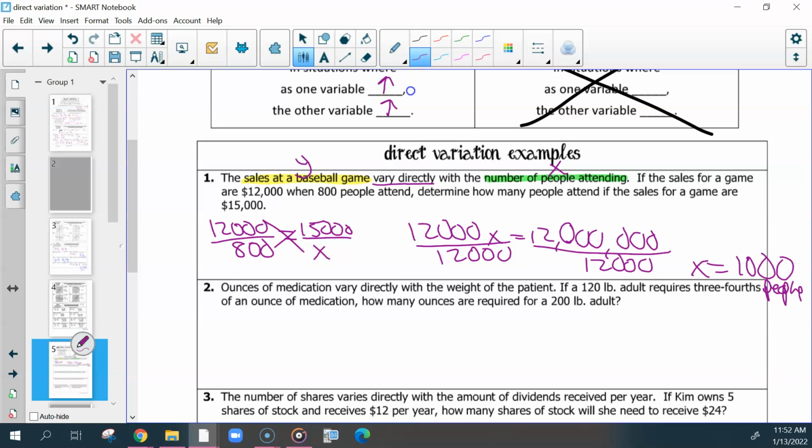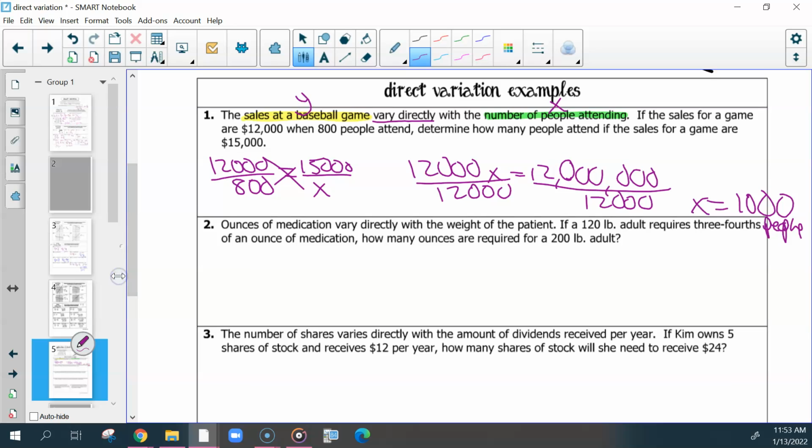Okay. So that would be if you were using proportions. The next one we'll do the other method. So ounces of medication vary directly. There's that word again. So we know what we're doing. With the weight of a patient, if a 120-pound adult requires 3/4 of an ounce of medication, how many ounces are required for a 200-pound adult?